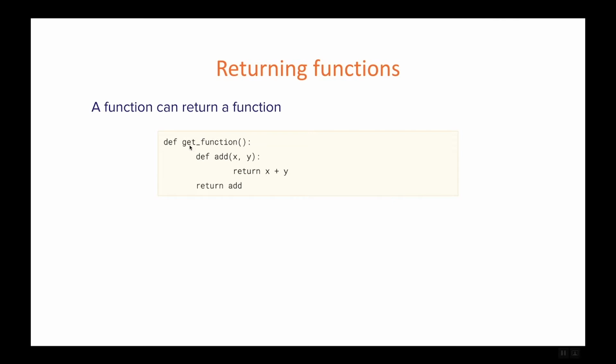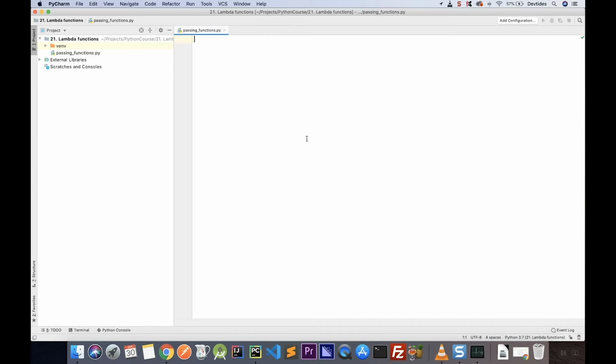We have our get function that defines the add function inside. Add simply adds two elements and returns the sum, and then the initial function returns the add to whoever calls it. So we have our add function equals get function, and then we use it to calculate the sum of two variables, two values. So let's try that out in our code.